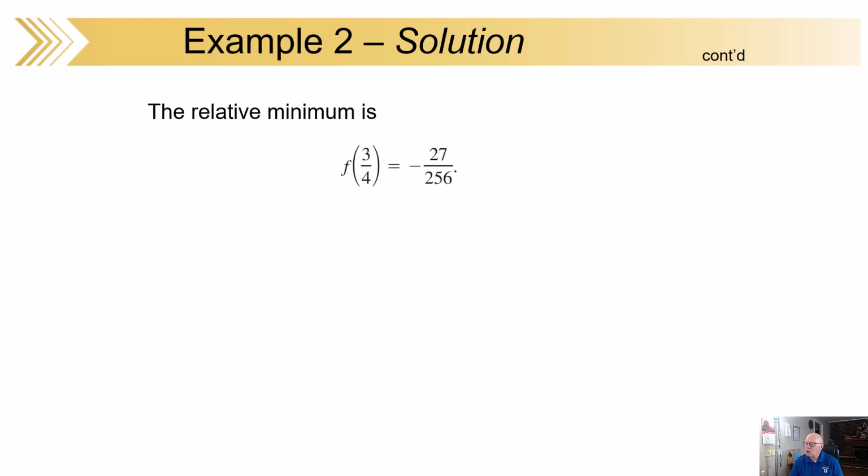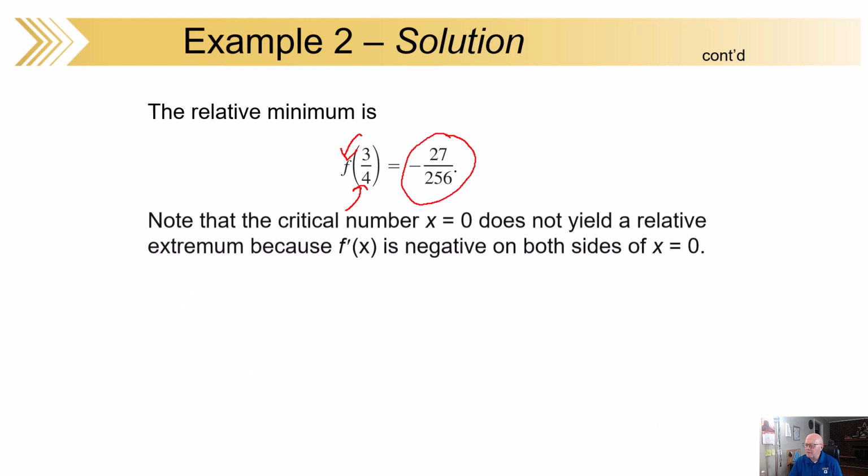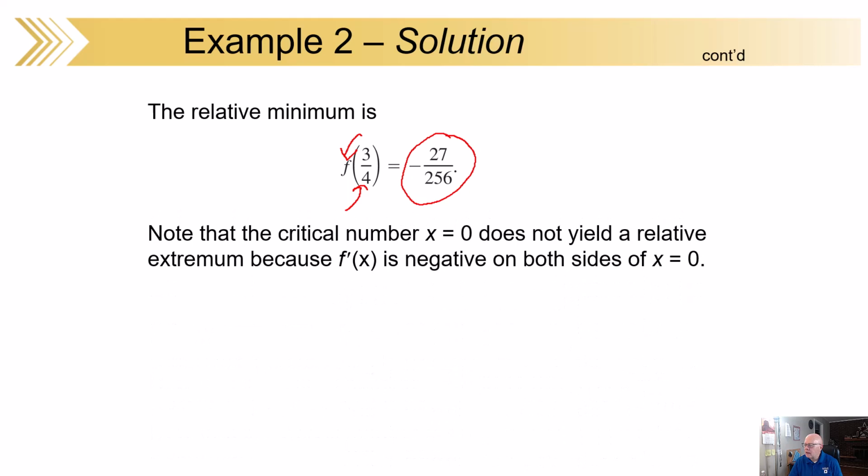And what is that actual relative minimum? Just take that number where it's switching from decreasing to increasing, put that number in for f, that's our function, and find out what the value is that we get for y. That's your relative minimum. And also notice that the other critical number, 0, didn't give us a relative extrema because the derivative is negative on both sides. It has to change from negative to positive or positive to negative for us to get extrema.